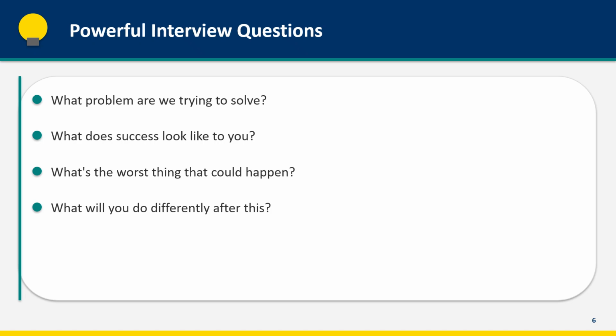What's the worst thing that could happen if we get this wrong? This surfaces fears and risk perceptions. What will you do differently after this is implemented? This tests whether the stakeholder actually understands how the solution will be used. These questions often reveal requirements that wouldn't emerge from a standard discussion of features.